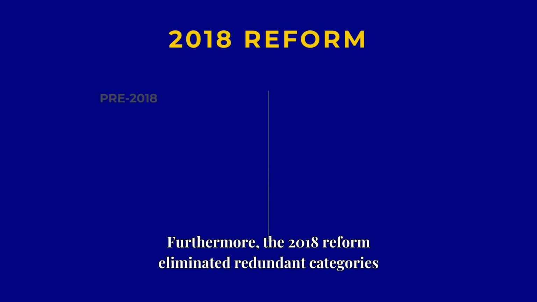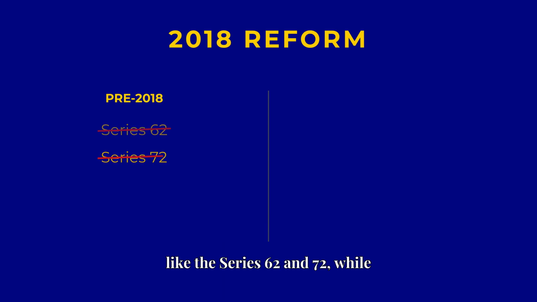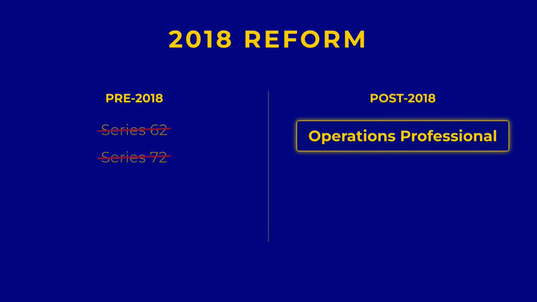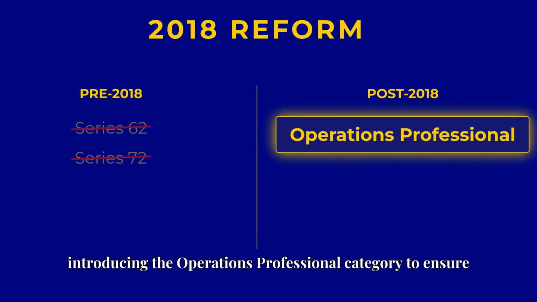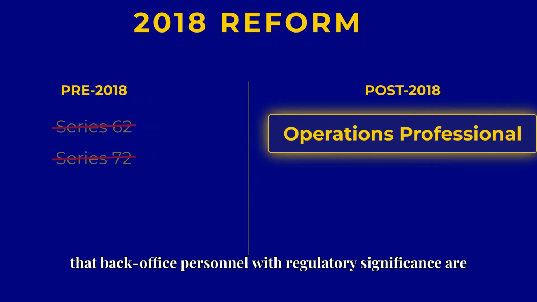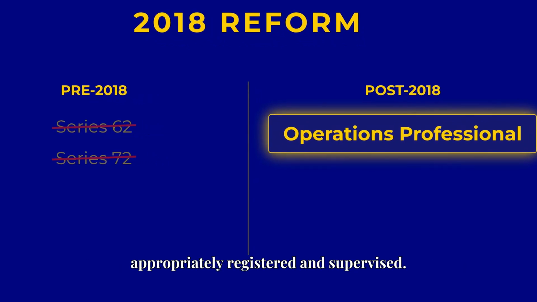Furthermore, the 2018 reform eliminated redundant categories like the Series 62 and 72, while introducing the Operations Professional category to ensure that back-office personnel with regulatory significance are appropriately registered and supervised.